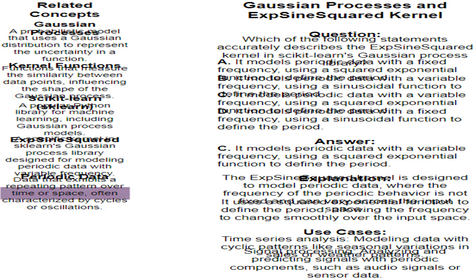oscillations. Examples of periodic data include monthly sales figures, daily temperature readings, the movement of a pendulum, and the sound waves of a musical instrument. Time series analysis, modeling data with cyclic patterns like seasonal variations in sales or weather patterns. Signal processing, analyzing and predicting signals with periodic components, such as audio signals or sensor data.